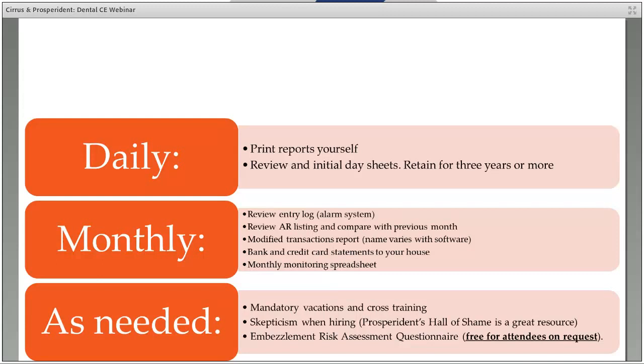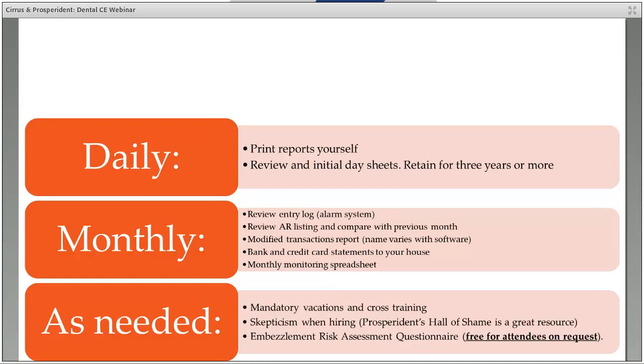And finally, a monthly monitoring spreadsheet that I'm not going to talk about, but it's something that I'll make available to anybody who emails me after this and asks for it. It's just a spreadsheet that does the math to make sure that the monthly totals and daily totals add up to each other properly.